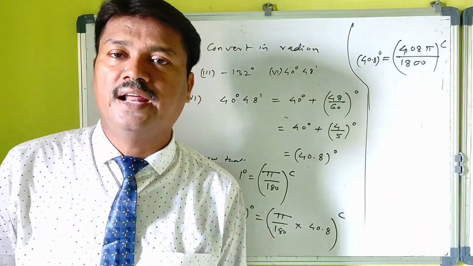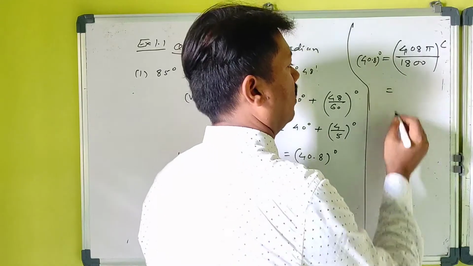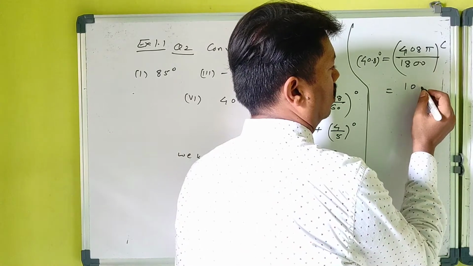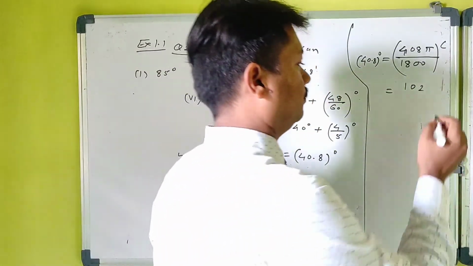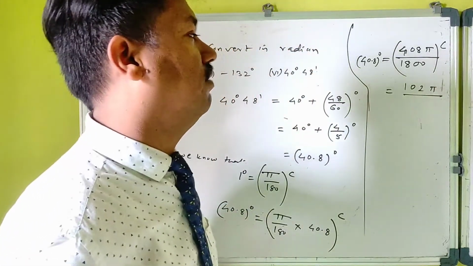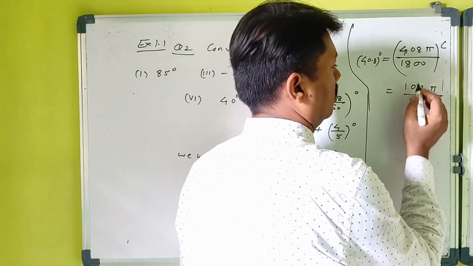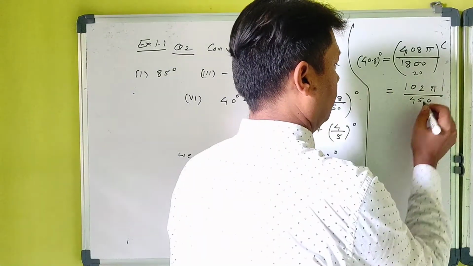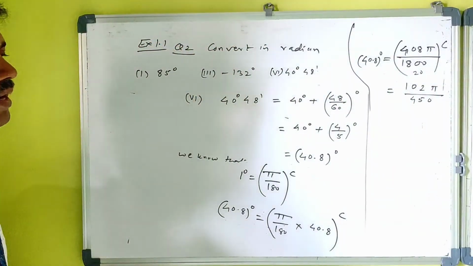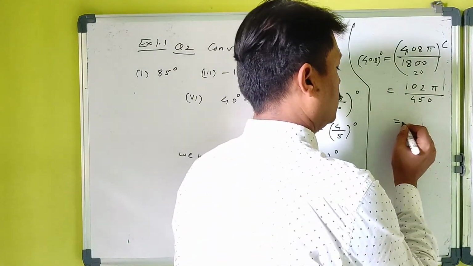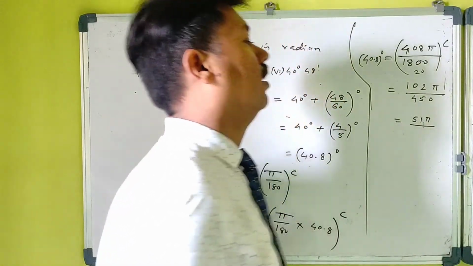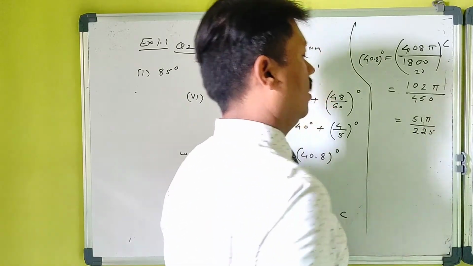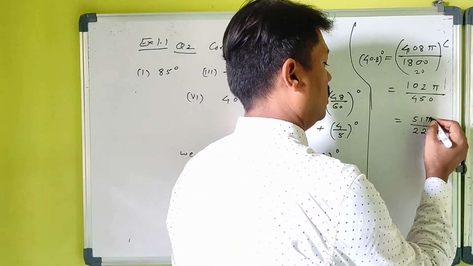So 4 से divide करो. 4 से divide करेंगे तो क्या आएगा? 4 ones are 4, 4 twos are 8... pi. Similarly नीचे भी 4 से divide हो रहा है तो 4 fours are 16, 2 बचेगा. 4 fives are 20. So it is 450. Again 102. So we can divide by 2. So it is 51 pi upon 225. So that is the answer.